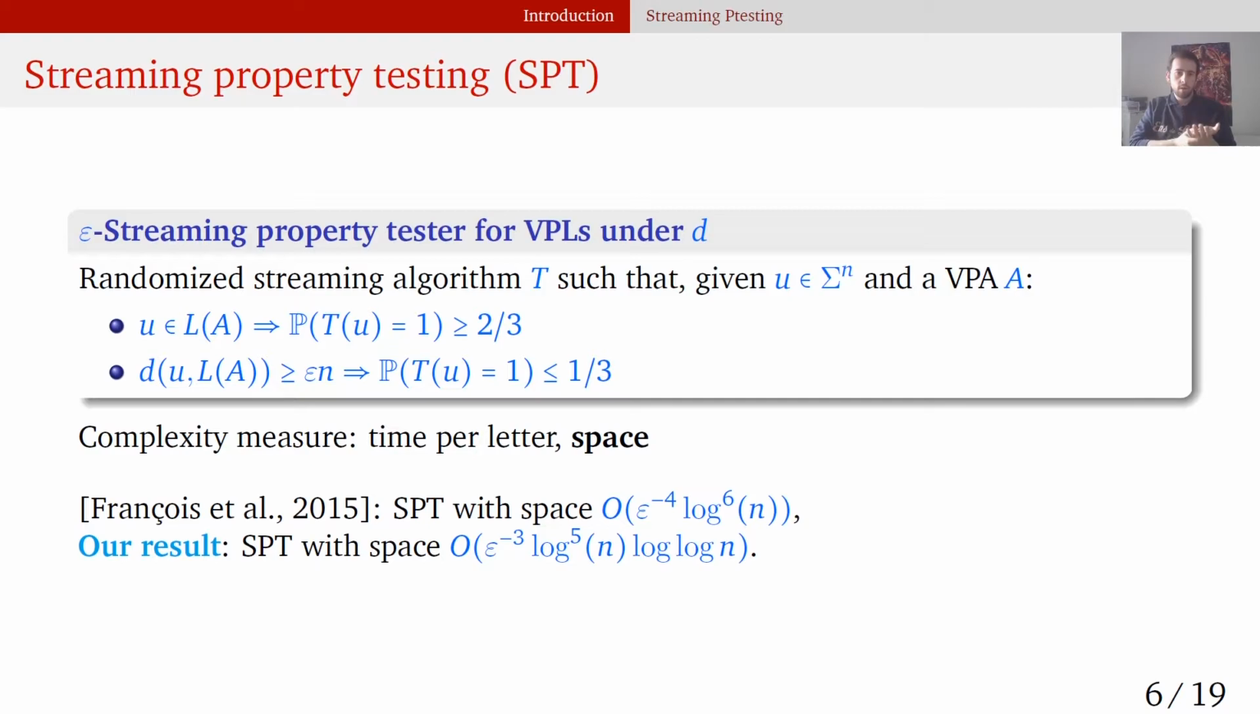This problem was studied by François et al. in 2015, and they designed a streaming property tester algorithm that uses space 1/epsilon to the 4 times log n to the 6, and we use our result for regular languages to improve this algorithm to 1/epsilon to the 3 times log n to the 5 space.